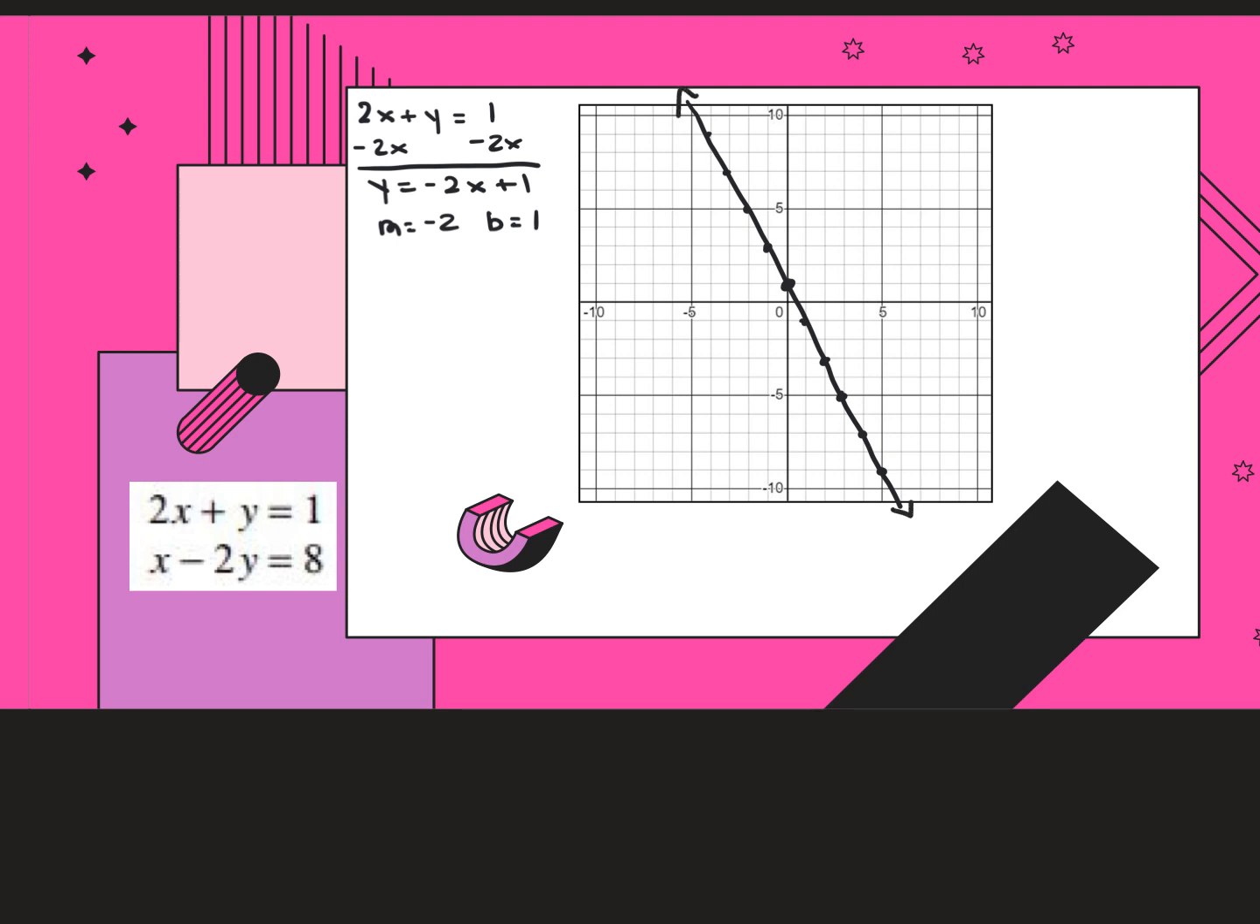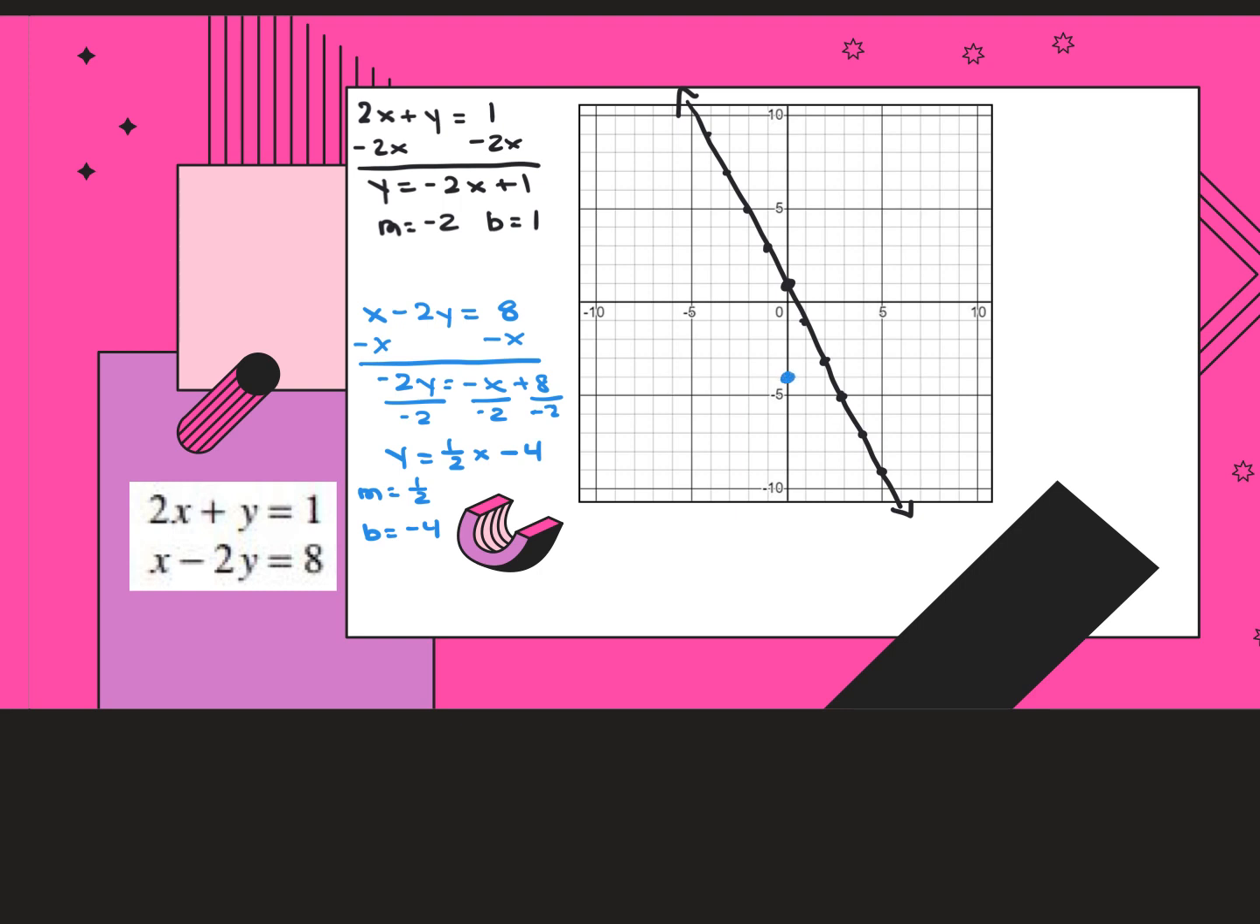All right, my next equation, I'm going to change the color. So I have x minus 2y is equal to 8. I'm going to subtract x from both sides. I get -2y is equal to -x plus 8. Divide both sides by -2. So remember, on the right side, I break that up to remind me that each term gets divided by -2. So I get y equals 1/2 x minus 4. My slope is 1/2. My b is -4.